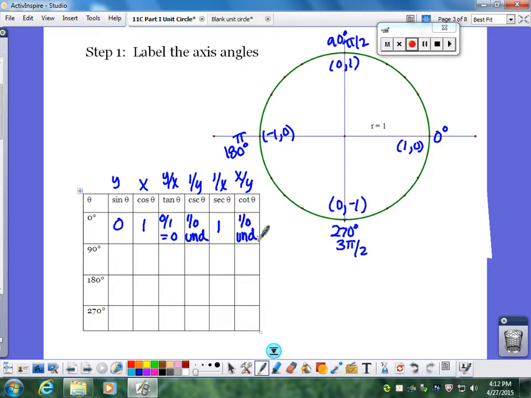Alright, let's move our way around our circle. So 90 degrees, same thing as pi over 2. The sine of 90 degrees is going to be the y coordinate, so 1. The cosine is 0. The tangent is going to be 1 over 0, which is undefined. The cosecant is going to be the reciprocal of 1, which is 1. The secant is going to be the reciprocal of 0, which is undefined. And finally, the cotangent of 90 degrees is going to be 0 over 1, which is just 0.